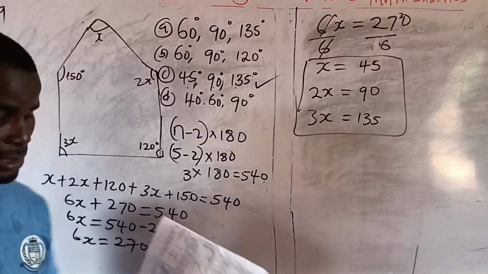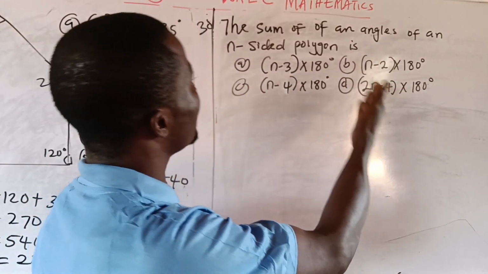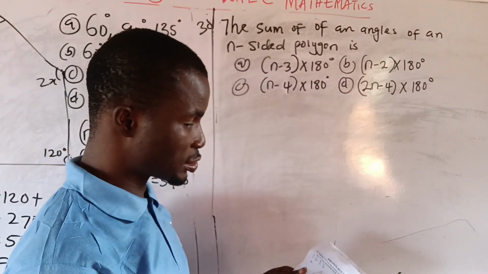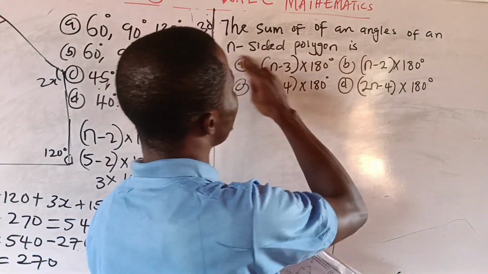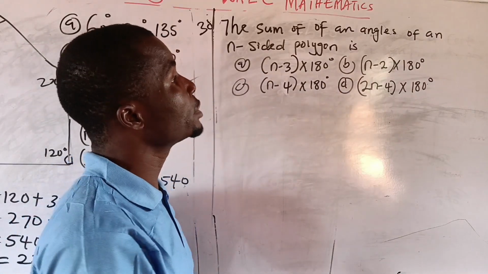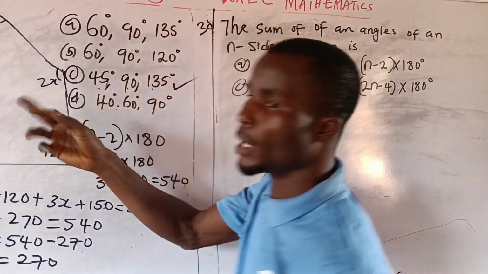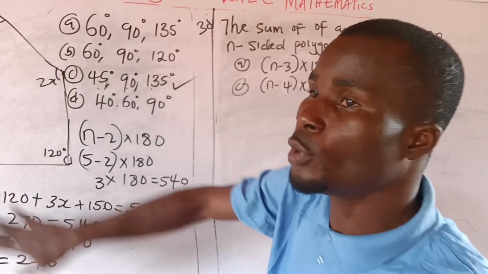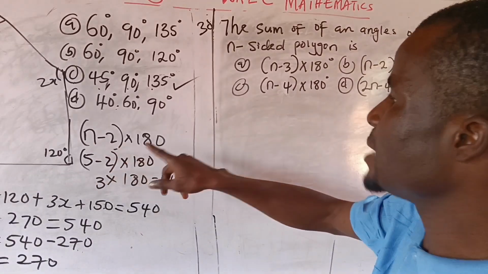Now let's go to question 30. Question 30 says the sum of the angles of an n-sided polygon is dash. What is it? Look at the options. I told you before that to get the sum of an n-sided polygon, look at this place. Which formula are you going to apply? The formula is n minus 2 times 180.